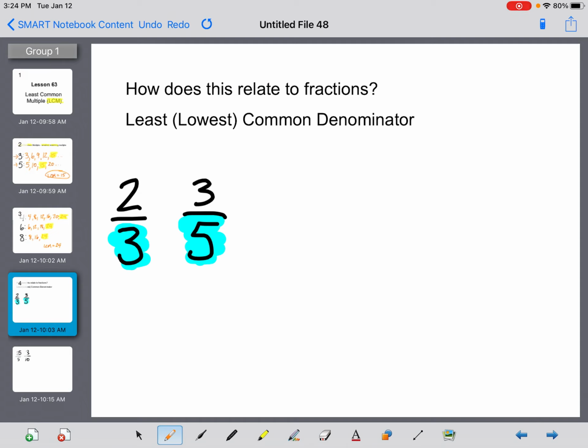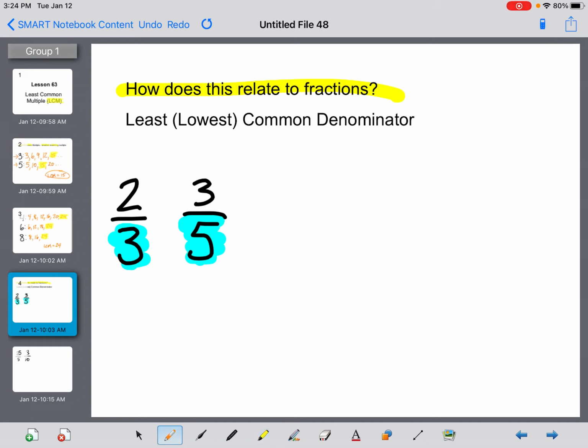Now, here's where we get to how does this relate to fractions? How does this relate to fractions? Well, you're going to use the least common multiple to help you find common denominators, and specifically to find the lowest common denominator. So here I have 2 fractions, and what you're going to be asked to do in your textbook is to find the lowest common denominator, or the lowest bottom number that would be the same.